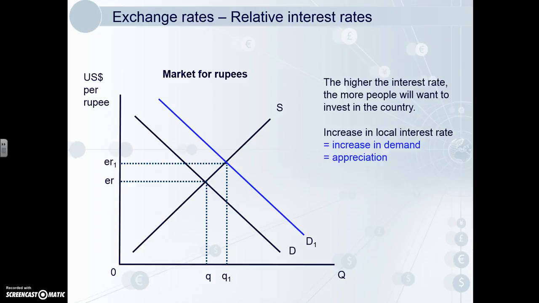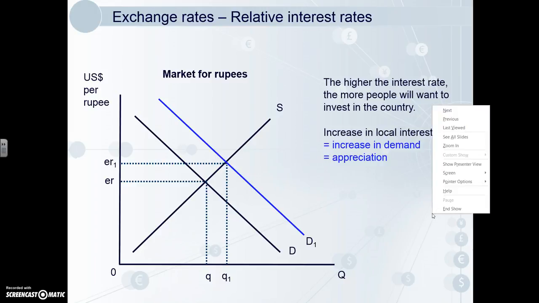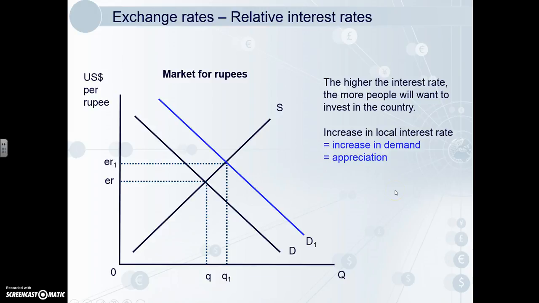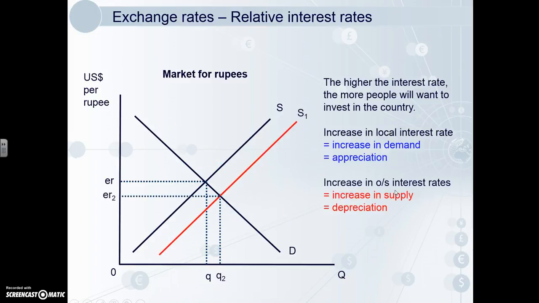If the Bank of England, however, increases its interest rates, the capital held in Indian financial institutions will move. They will move over to Britain to gain the British rate of return. Therefore, rupees will be sold, shifting supply to the right and causing a depreciation of the rupee.